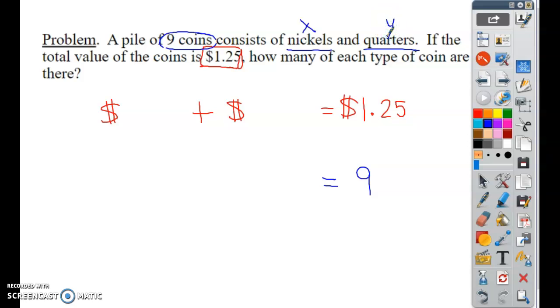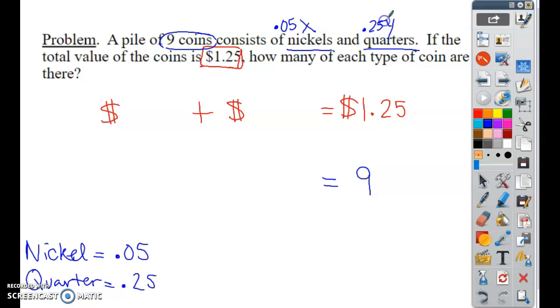Write that down on your paper. Put the X on top of the nickels. Put the Y on top of the quarters. Now, does anybody remember how much a nickel is? It's 0.05. How much is a quarter? 0.25. So the nickels, the 5 cents, is going to go with the X, 0.05. And the 0.25 is going to go with the Y because that's my quarters.